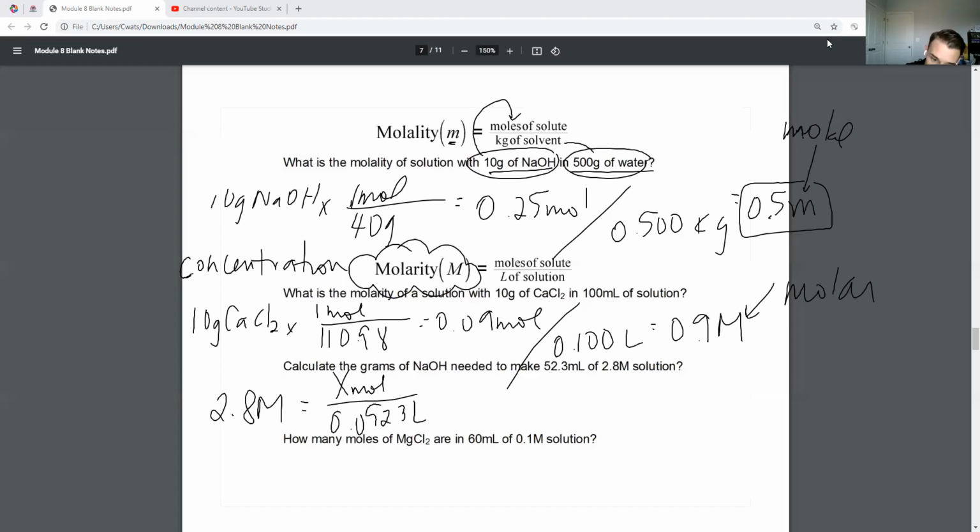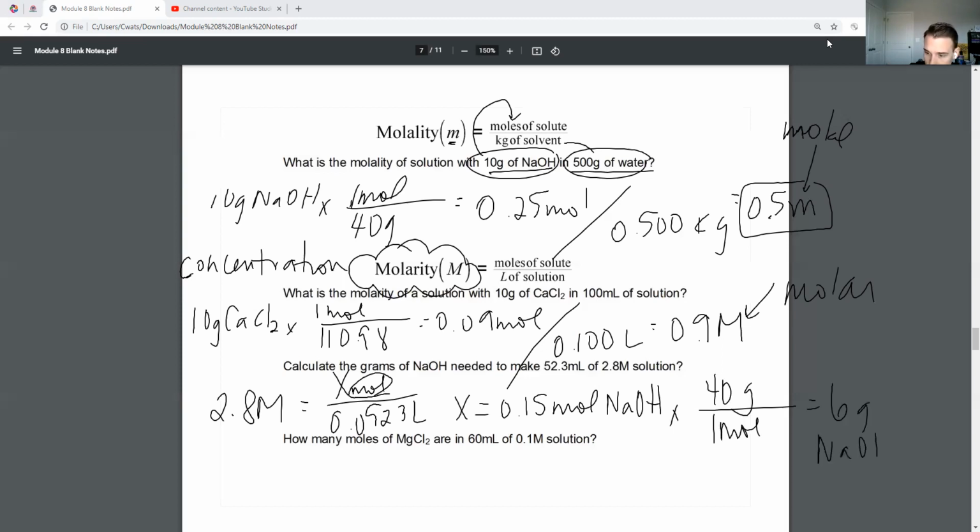I think it's very important that you write the word mole after it, because a lot of you are going to just say, oh, that's grams, and then you're going to be done. But it's not, it's moles. So I multiply both sides by 0.0523, and I will get the number of moles, which is going to be 0.15 moles of NaOH. And then I just say, okay, I know 1 mole is 40 grams, which gives me 6 grams of sodium hydroxide. So if I was to make 52.3 milliliters of a 2.8 molar sodium hydroxide solution, I would need to weigh out 6 grams.